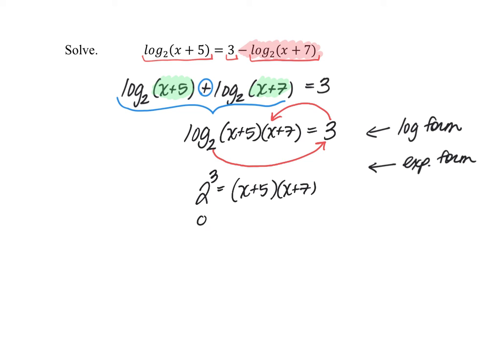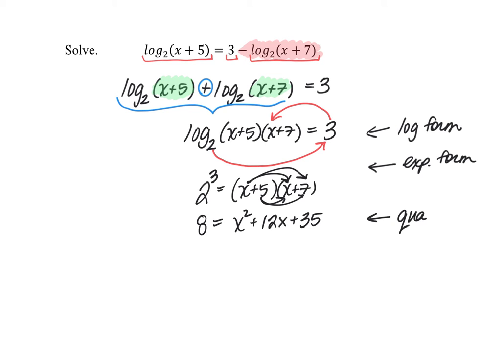Now, 2 to the third power, 2 times 2 times 2, is 8. And then we'll go ahead and distribute here. So we'll have x times x is x squared. Outside is 7x. Inside is 5x, so that will give us 12x. And then last is 35. Now, if you had wanted to multiply the x plus 5 times x plus 7 earlier in the problem, that would be completely fine.